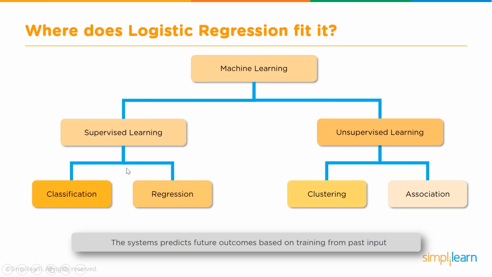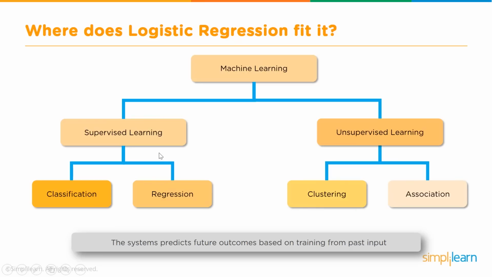Now, supervised learning is used when you have labeled data. You have historical data, then you use supervised learning. When you don't have labeled data, then you use unsupervised learning. In supervised learning, there are two types of techniques that are used, classification and regression, based on the kind of problem we are solving.